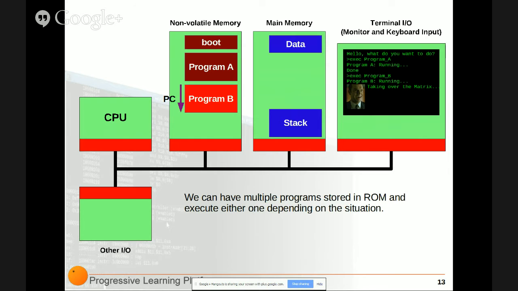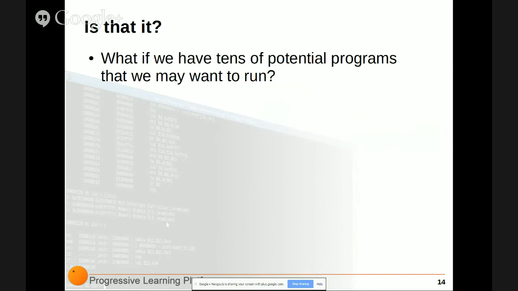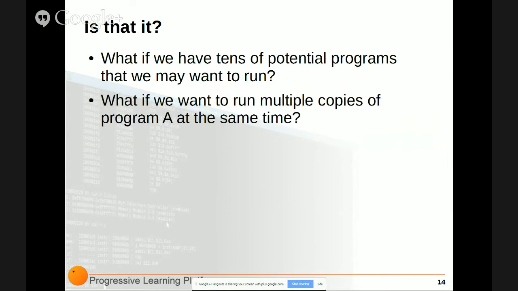Right? So there's no safeguard here. If the program misbehaves, then that's it. Who knows what it can do? Right? So is that it? What if we have tens of potential programs that we may want to run, not just two? What if we want to run multiple copies of program A at the same time? If you have your computer, you may have multiple copies of a program like Notepad at the same time. This previous arrangement will not work in this case, right?